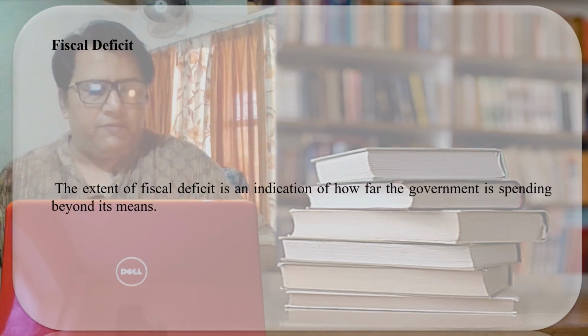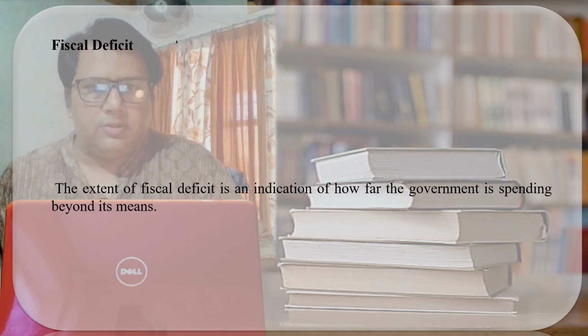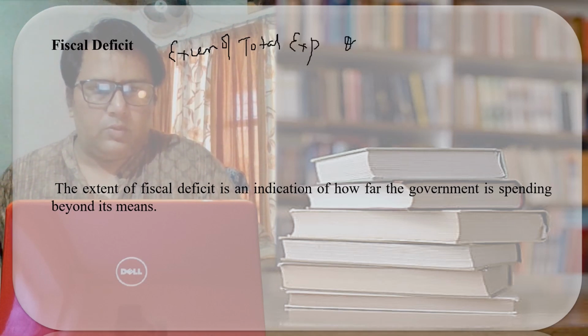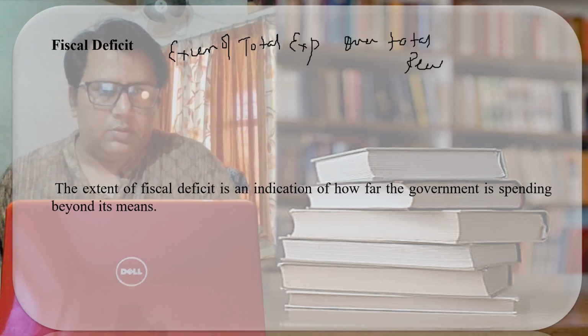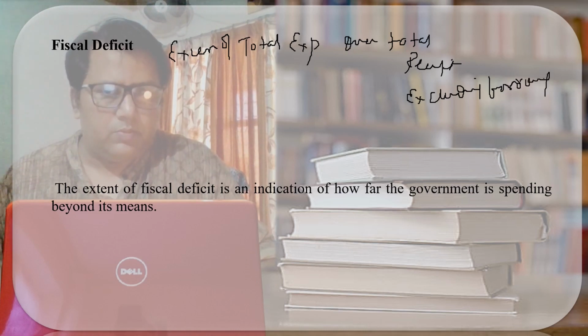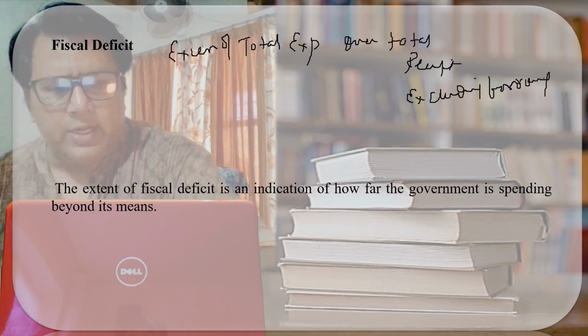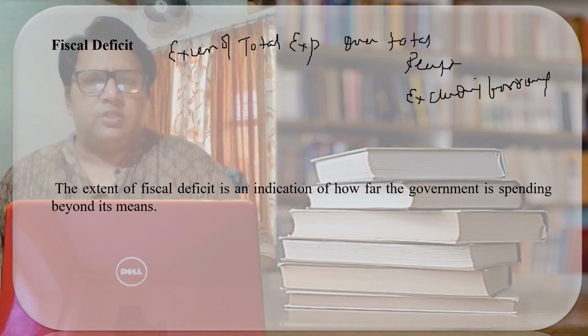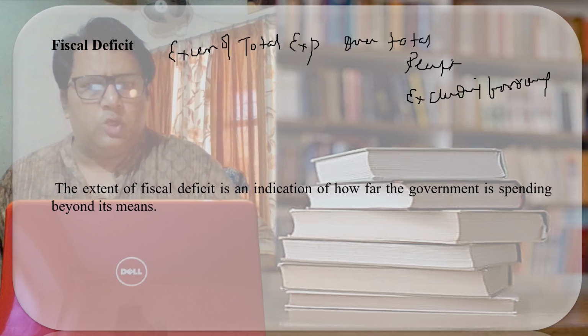Now let us discuss the fiscal deficit. Always remember, fiscal deficit means what? Fiscal deficit is the excess of total expenditure over total receipt excluding borrowing. Excluding what? Excluding borrowing. Fiscal deficit is clear. Let us go into detail. In very simple words, fiscal deficit is the excess of total expenditure over total receipt.